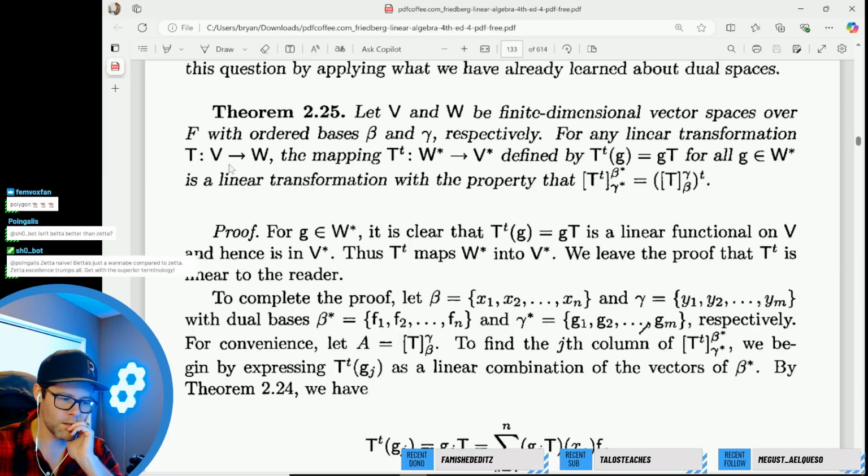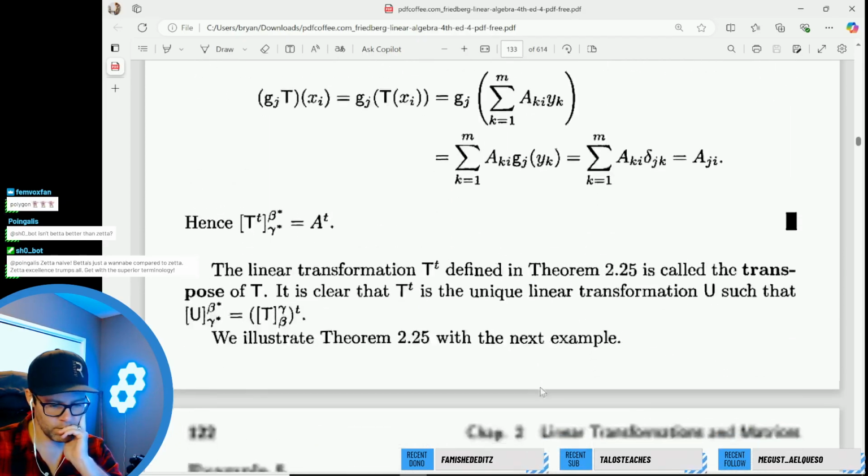Zeta naive. Bet it's just a wannabe compared to Zeta. Zeta excellence trumps all. Get with the superior terminology.